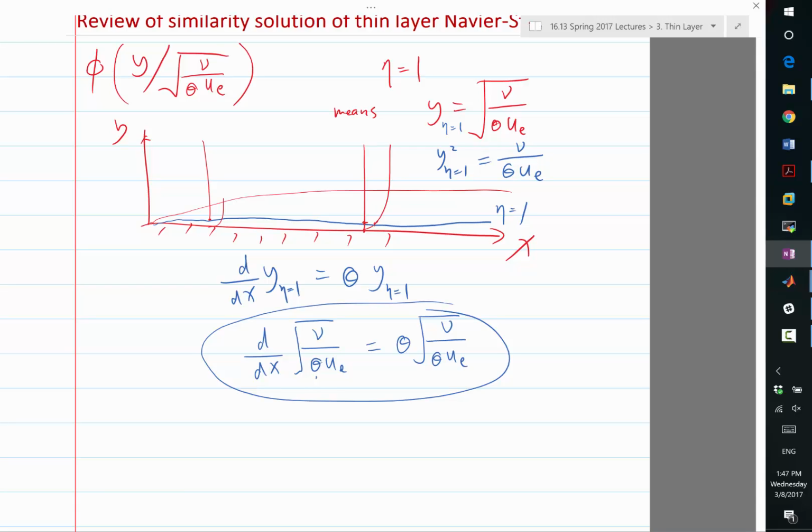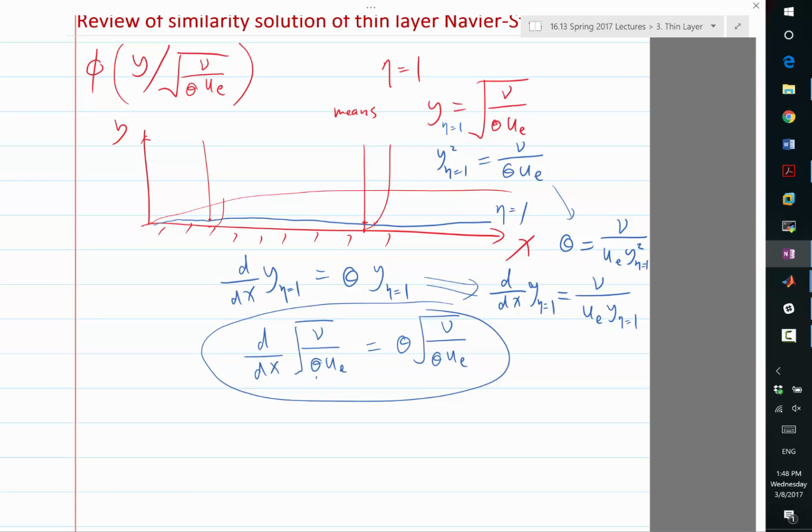Okay. So that leads me to the equality that theta is actually equal to nu divided by ue times y at eta equal to 1 squared. So that gives me a theta as opposed to this. So now combine our knowledge of theta with our differential equation about the y at eta equal to 1. That means d/dx of y at eta equal to 1 is going to be this times y at eta equal to 1, which is going to cancel one of the squares. So I no longer get a square here. I just get y at eta equal to 1 here. Right.